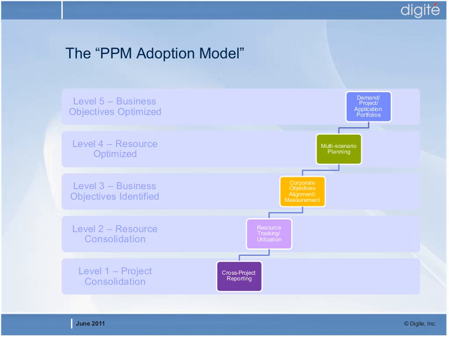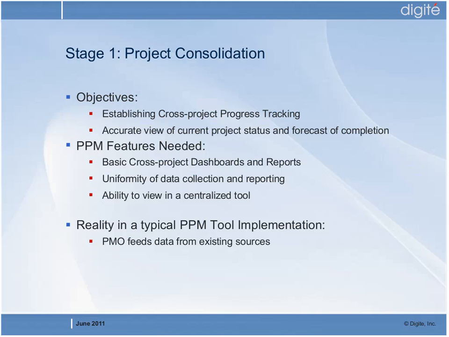So let's take a quick look at the various stages that organizations go through, and some of the challenges that they face as they encounter or prepare themselves for each of those stages. If you look at the first stage, which is project consolidation, what organizations are doing is essentially taking stock of the overall projects in the organization that they're handling, what the various priorities are for each of the projects, and getting an accurate view of exact project status and the forecast of completion.